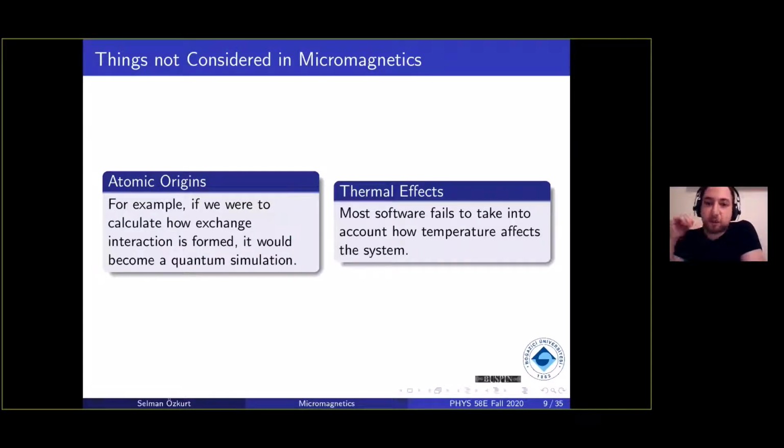And things not taken into account in micromagnetics include atomic origins of interactions. The strongest example of such physical effects is exchange interaction in a ferromagnet, of course, but micromagnetics has nothing to do with what causes this exchange interaction, which is quantum mechanics in reality. We need to do some quantum mechanical simulation in atomic to subatomic scale in order to find it out.